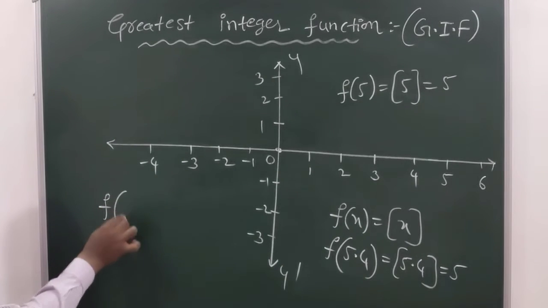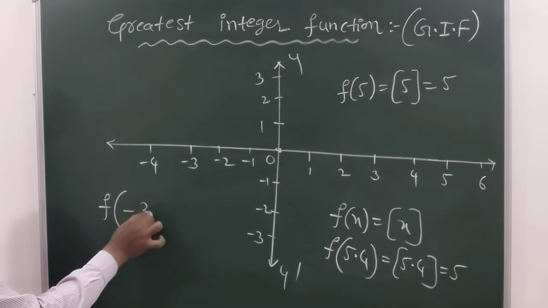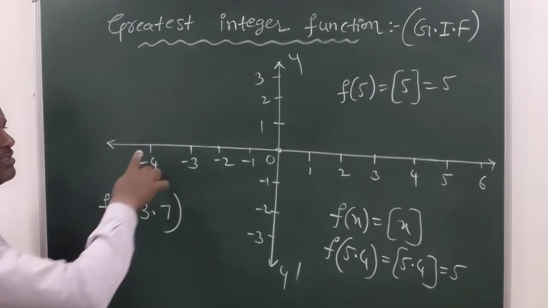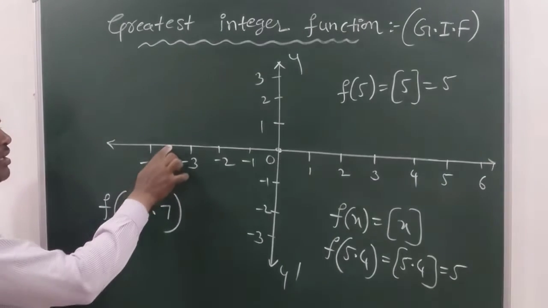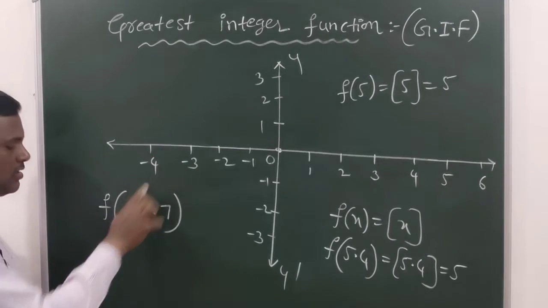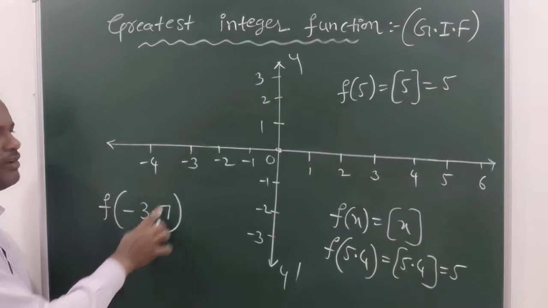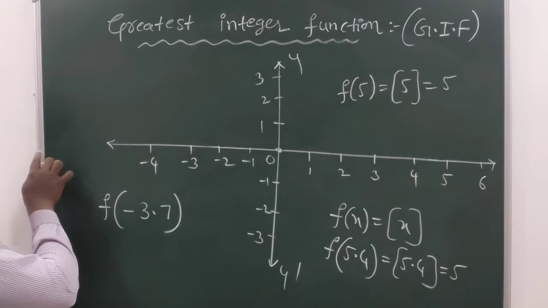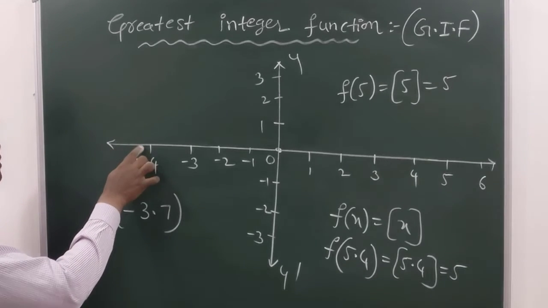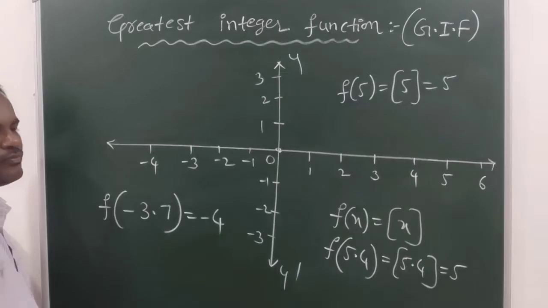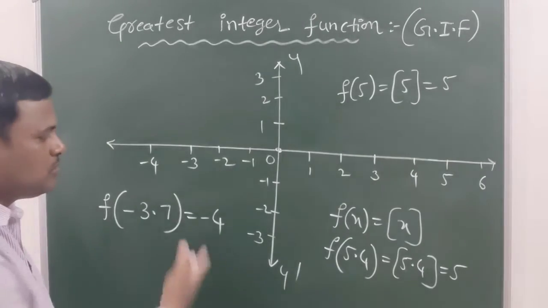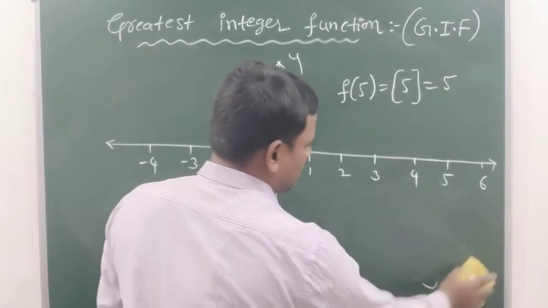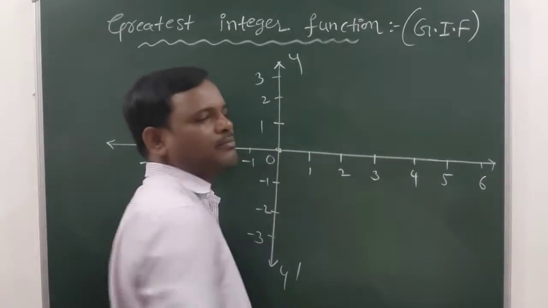Similarly, suppose you require the greatest integer of minus 3.7. Where do you get minus 3.7 on this horizontal line? Here, this is the domain element. Before it there are many more integers. Among all those, which one is greatest? Minus 4. So this is the definition of the greatest integer of a real number.